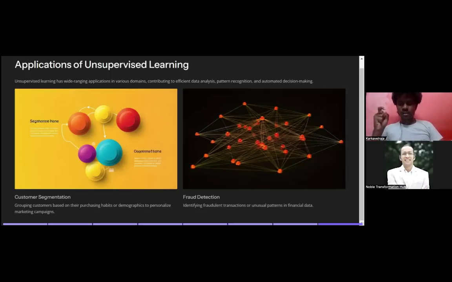Identify a fraud transaction or unusual patterns in financial data. As I mentioned, in the stock market, a stock will be growing in a linear manner. Suddenly there is a peak. That means something suspicious happened. An outlier occurs. That is what is called fraud detection. I hope you guys are able to understand, right?